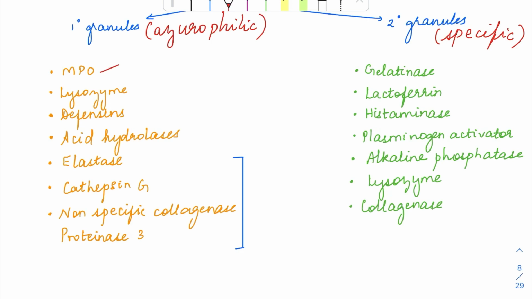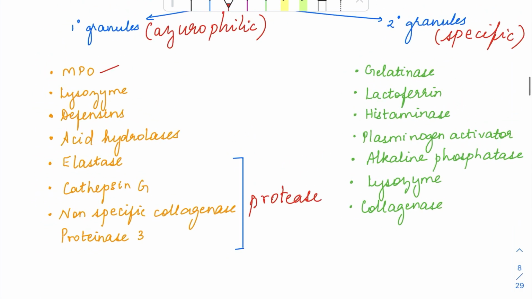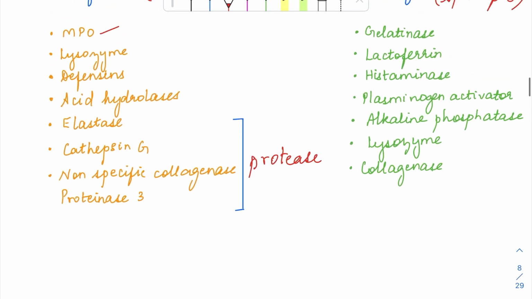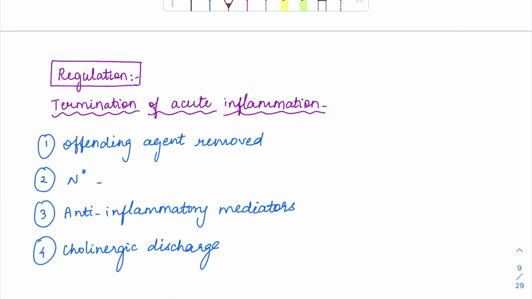H2O2 MPO halide system. Then we have lysozyme, defensins, acid hydrolases, then proteases like elastase, cathepsin G, non-specific collagenase and proteinase 3. And in the secondary granules or the specific granules, we have gelatinase, lactoferrin, histaminase, plasminogen activator, alkaline phosphatase, lysozyme again and collagenases. So all of these have very potent antimicrobial properties. These granules which are present inside the lysosomes are going to destroy the engulfed bacteria. Okay.